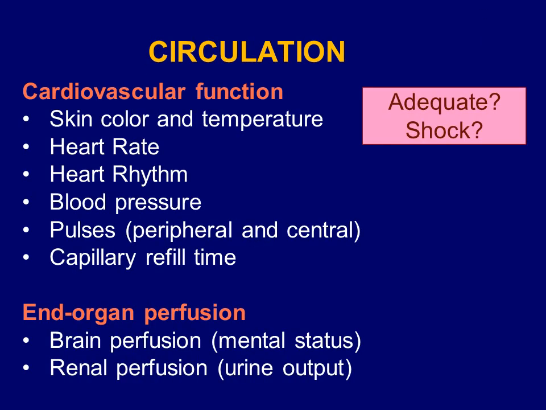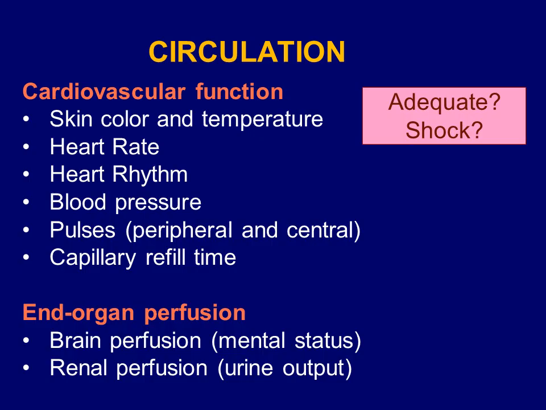Next we go to circulation. In circulation, we have to assess the cardiovascular function. For example, we look at the skin color and feel for its temperature. Check the heart rate. Assess the rhythm. Measure the blood pressure. Feel the pulse volume. And check the capillary refill time.